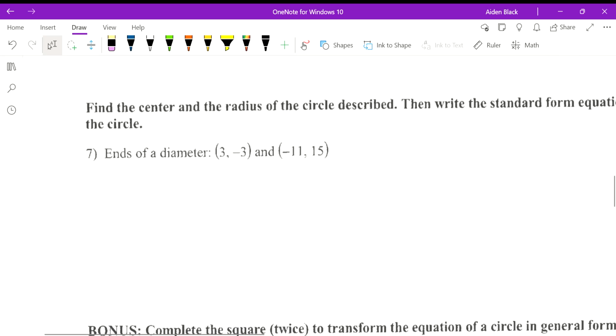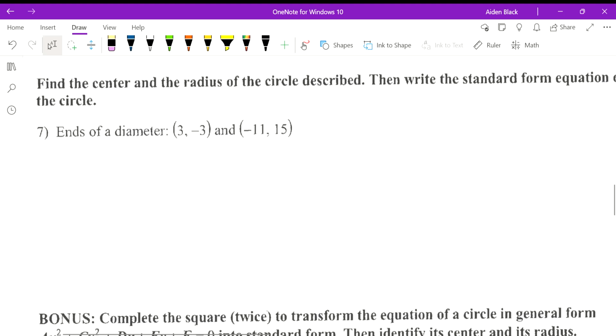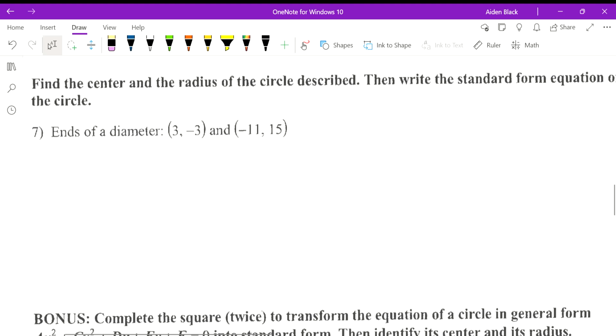This question's very much the same. It gives you the ends of the diameter. So the difference here is you need to find the midpoint first. Midpoint's just the average of the x's. So what's the average of 3 and negative 11? Well, 3 minus 11 is negative 8. Cut that in half, you get negative 4. Negative 3 and 15: negative 3 plus 15 is 12. Cut that in half, I get 6. So there's my center.